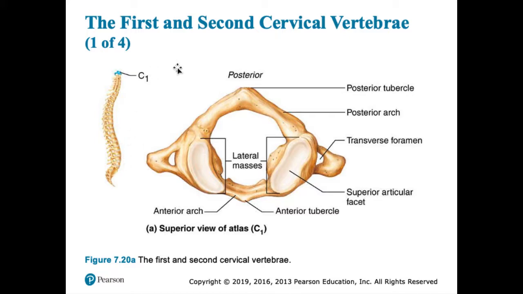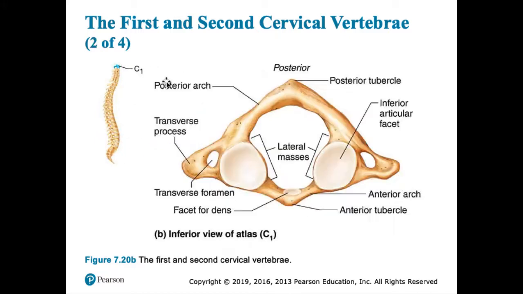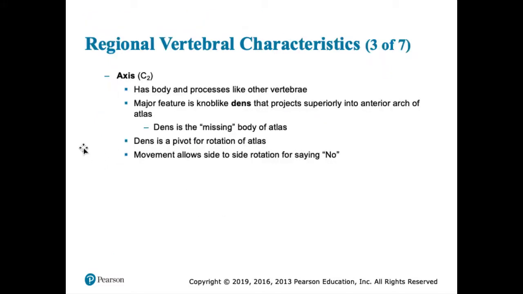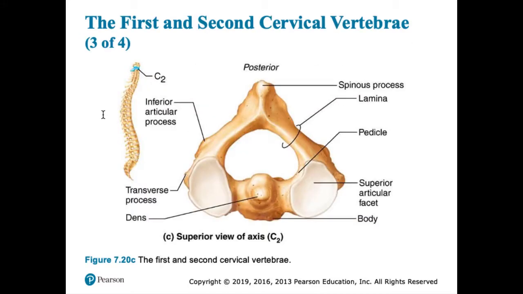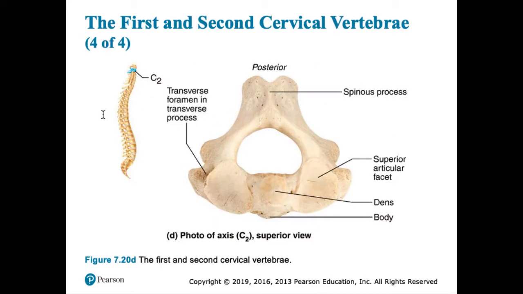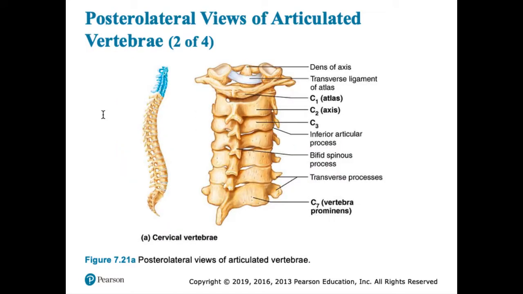And so you can kind of see that first and second cervical vertebrae there. And so making sure you're understanding the markings and processes on each one of those. The axis has a body and processes like other vertebrae. Its major feature is knob-like, so making sure that you're understanding and reviewing that and what that looks like on the bone as well. And of course, here's that posterior lateral view of that vertebra too, as it looks.